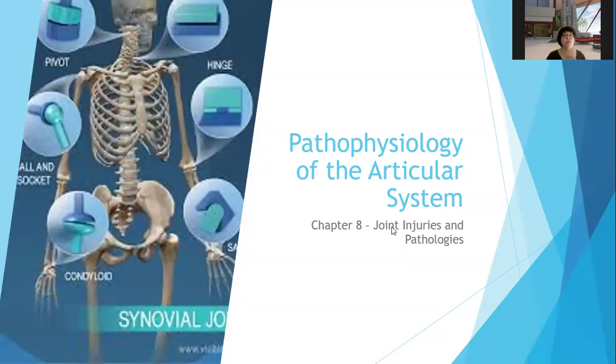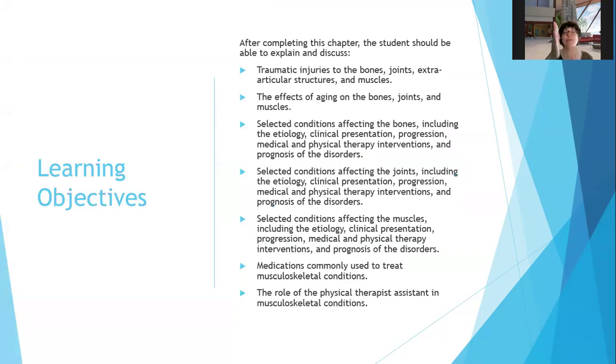All right, so last quarter in kinesiology, we talked about the different classification of joints and the movement of joints. Now we're going to talk about the pathophysiology of joints, or the articular system. There are some of these pathologies we encounter again and again in the clinic, and some of them we might never see. So let's talk about them. Same learning objectives for chapter 8 that we saw in the bone trauma section.